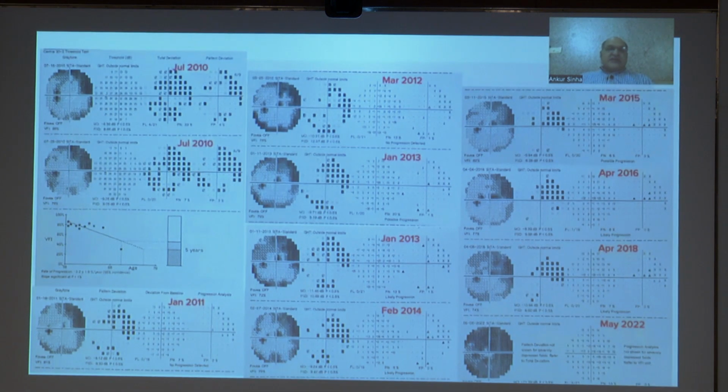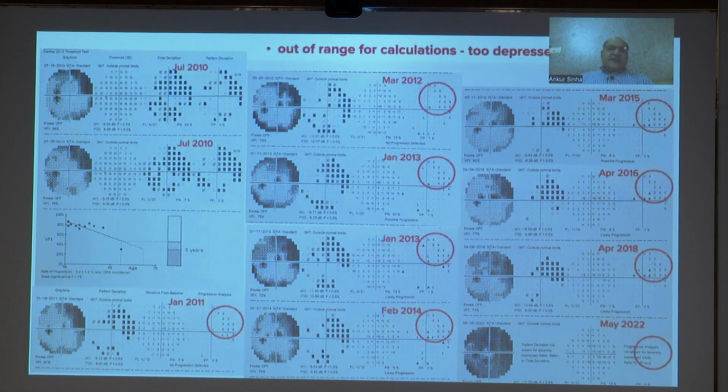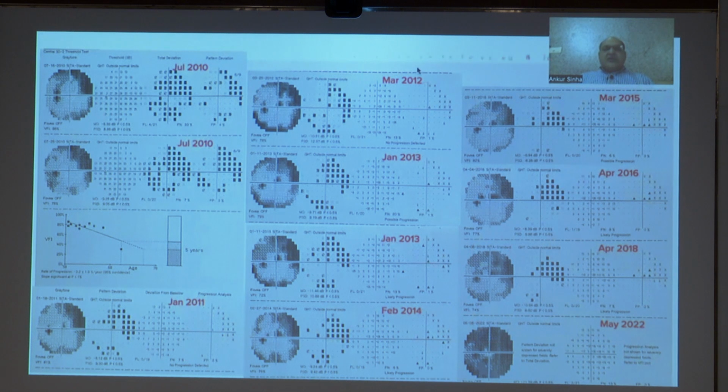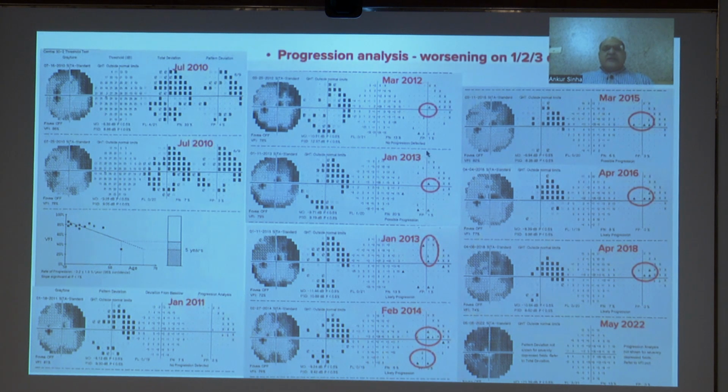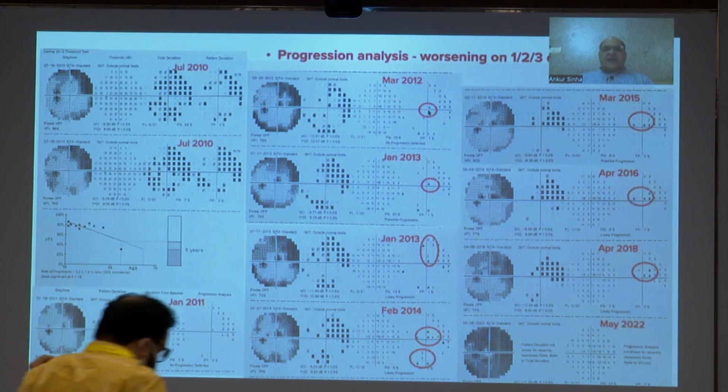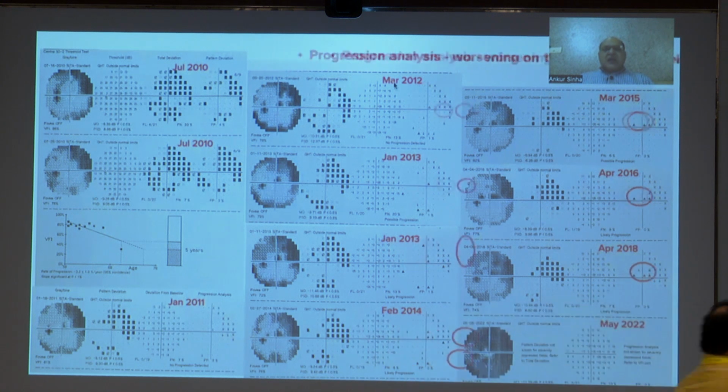Now, this is a guided progression analysis of a patient from 2010 to 2022. What we see is that there are certain points which are marked as too depressed because the points are so depressed or so blind that they cannot be followed up even on guided progression analysis. Also, there are certain points which are seen progressively worsening on 1, 2, and 3 consecutive visual fields. They have been flagged as hollow triangles, half-filled triangles, and dark triangles.